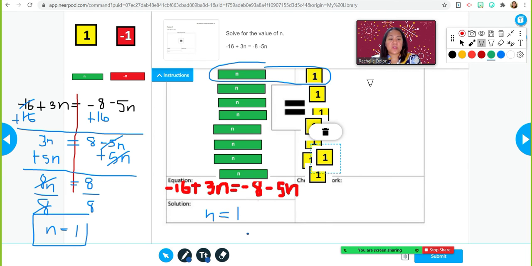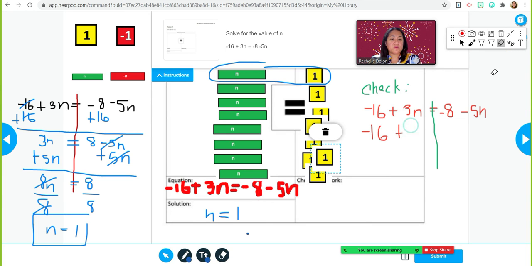How you're going to check is that the variable has a value, right? So you just need to substitute that. For example, negative 16 plus 3n equals negative 8 minus 5n. The value of n is positive 1, so you just substitute that. Negative 16 plus 3 times 1 is equivalent to negative 8 minus 5 times 1.